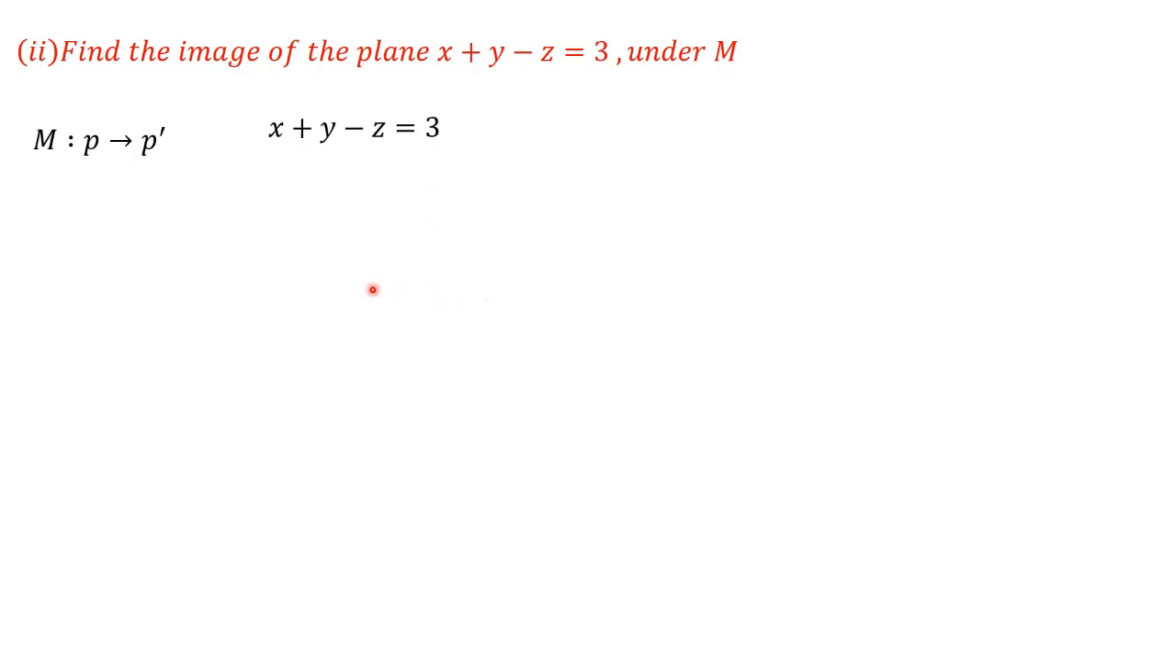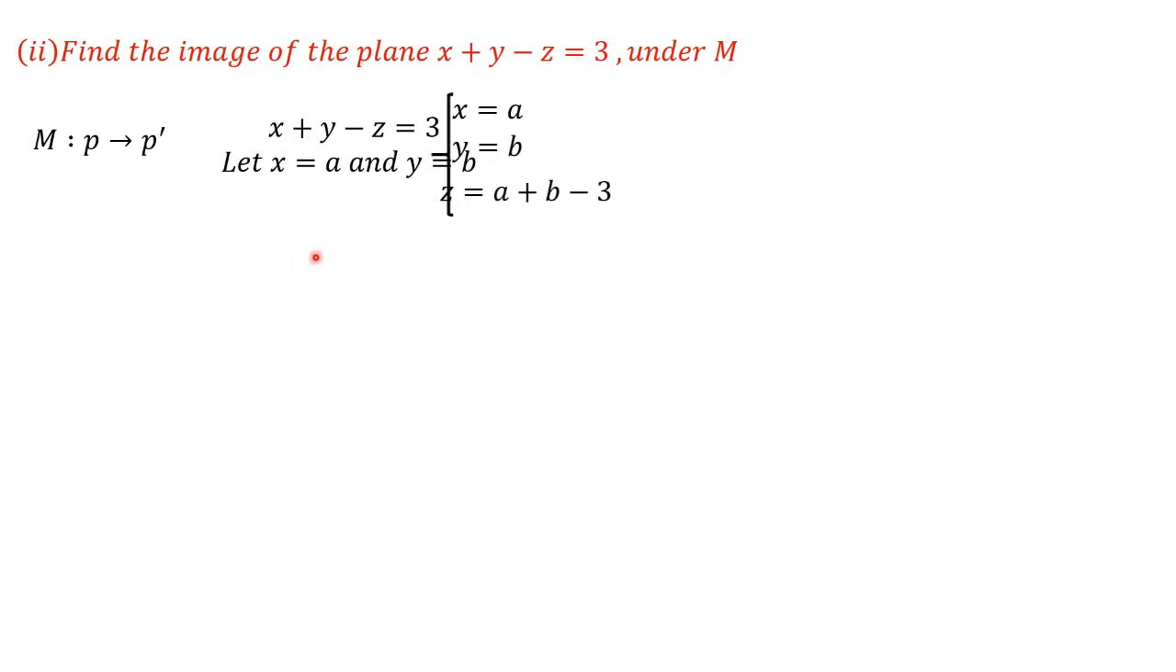We can first of all write back our plane, that is x + y - z = 3. Now what are we going to do? We are going to assume two points on the plane. That is, we are going to let x be equal to a and y be equal to b.